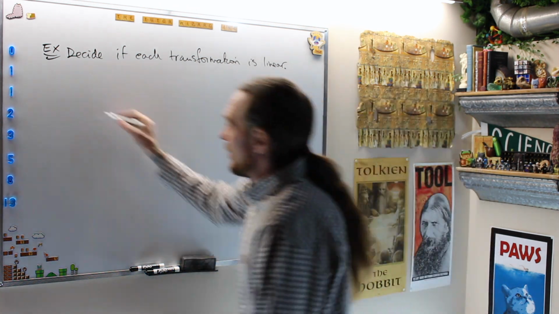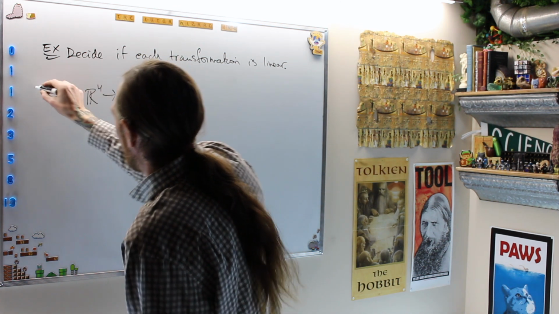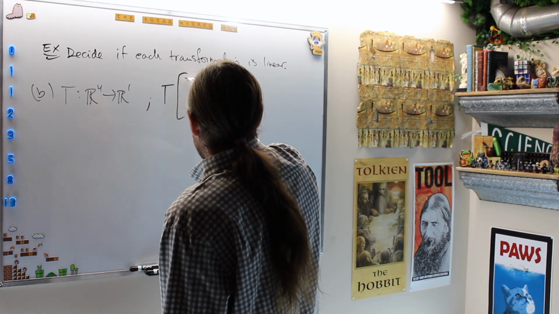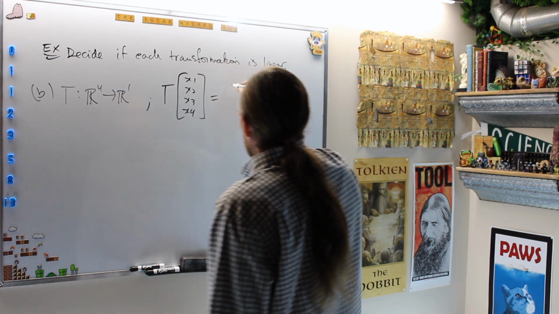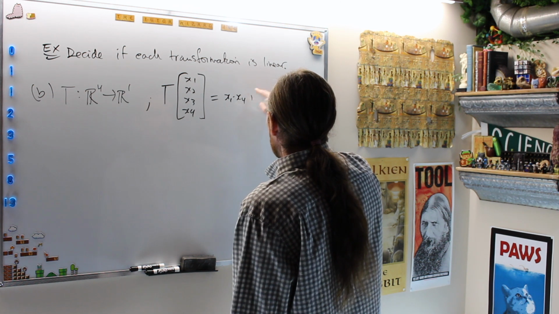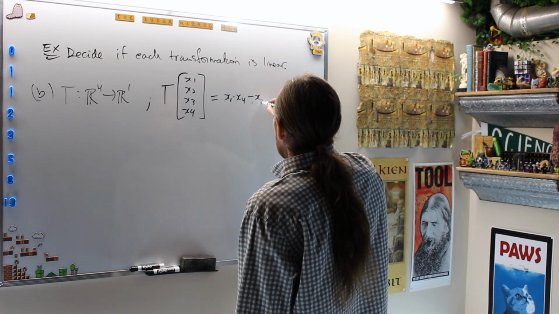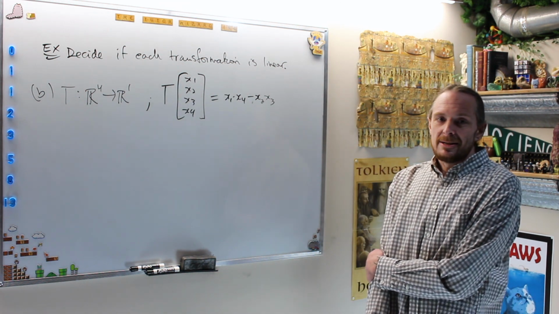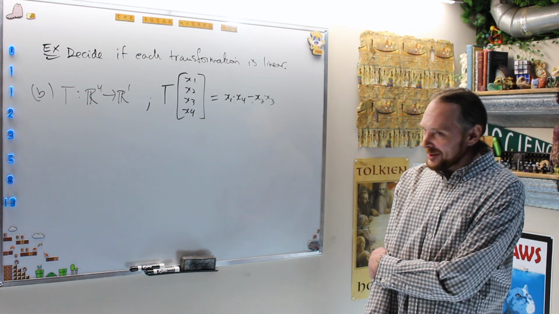B. We had T from R4 to R1, which was T of x1, x2, x3, x4 equals x1 times x4 minus x2 times x3. What's going to get ruined in this one? Something? Possibly. Only one thing fails, so we have to check them all.